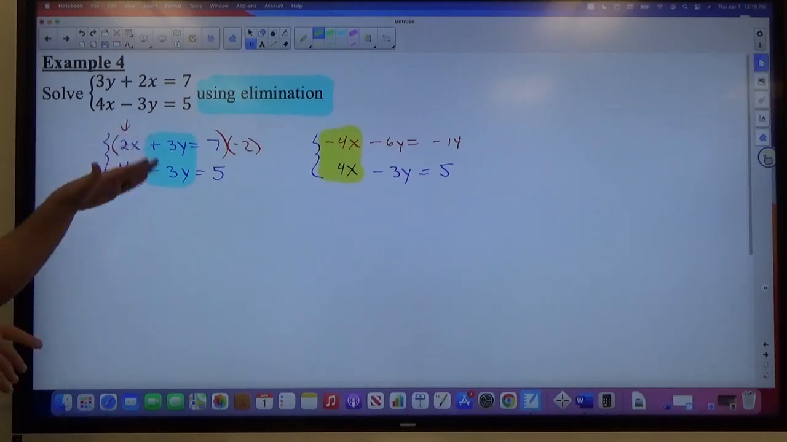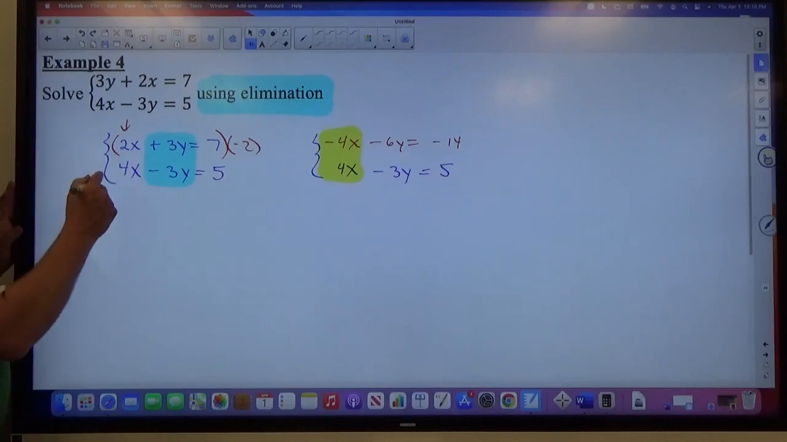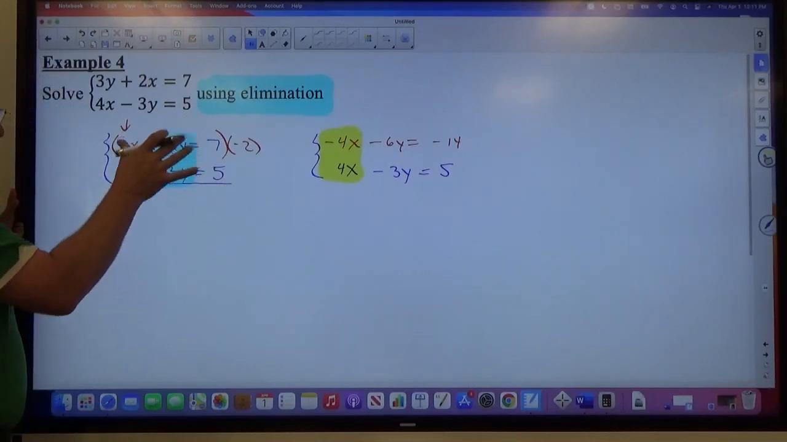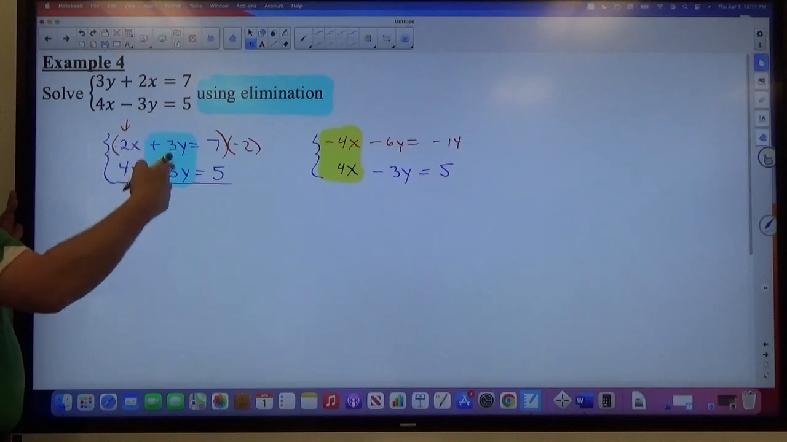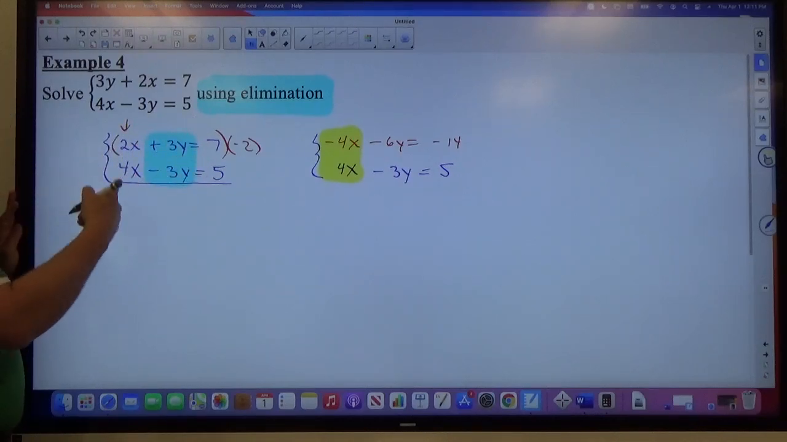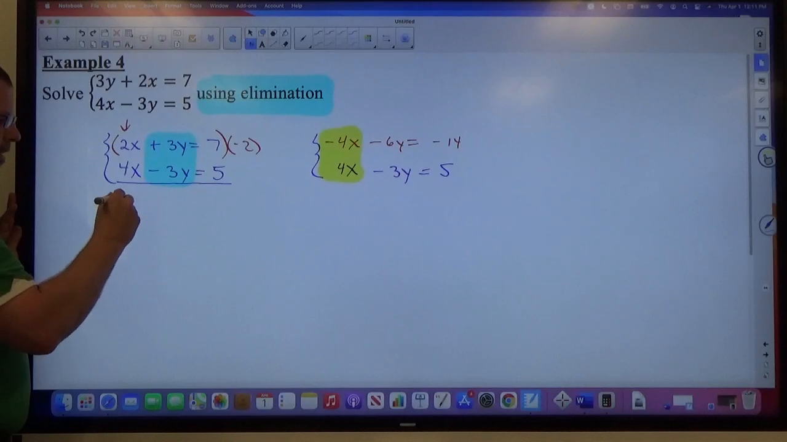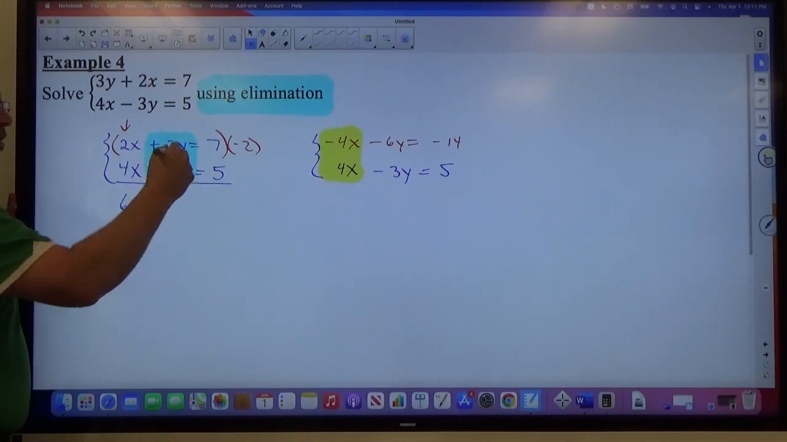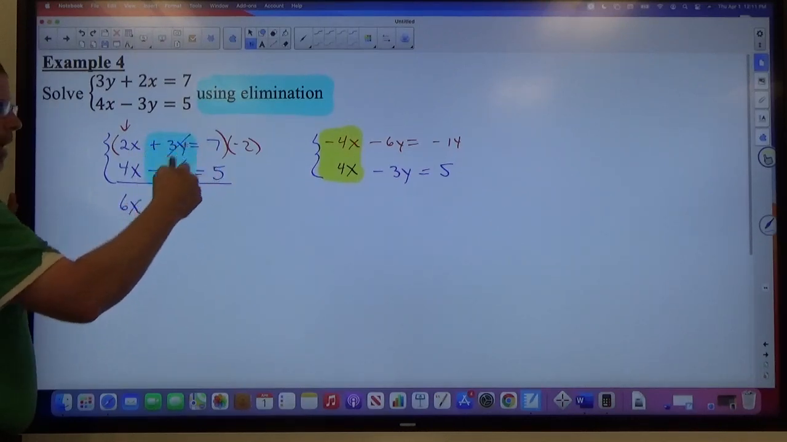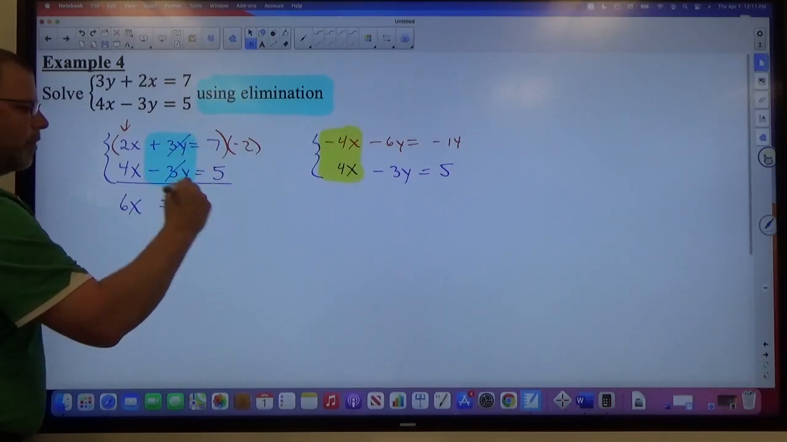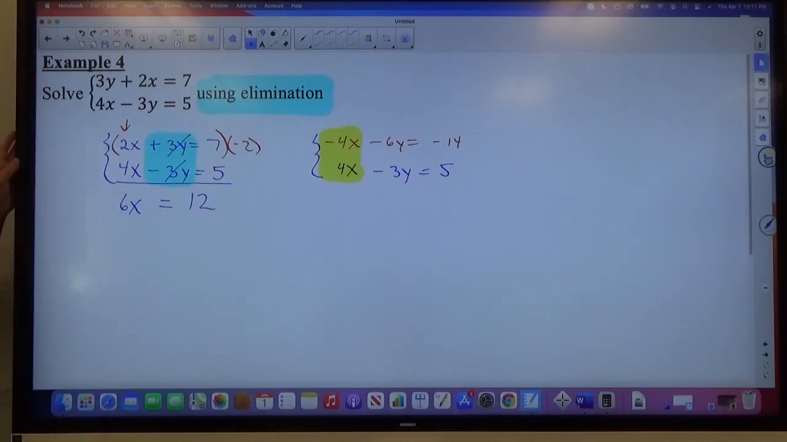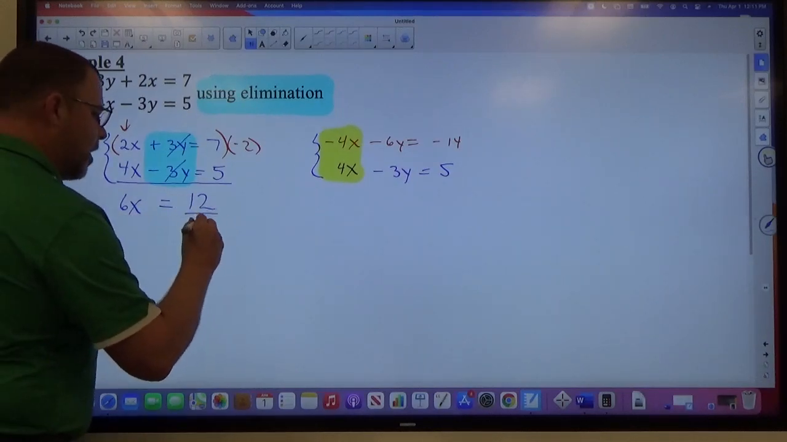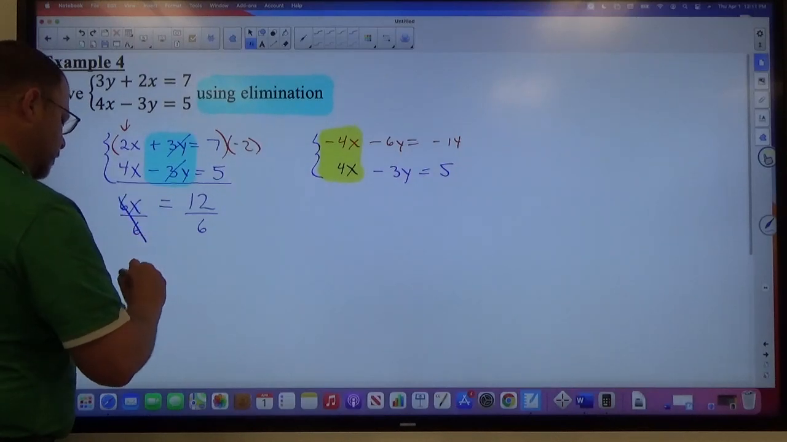All right, so if we go ahead and go through the process now that I've got set up, just the blue equations, don't look at the red stuff here. If I add these equations together, straight up and down the columns, 2x plus 4x makes 6x. 3y minus 3y cancels. Equals 7 plus 5 is 12. Because the y's are opposites, when you add them together they cancel, they make 0. X sticks around, the number sticks around, and you're left with 6x equals 12. Divide both sides by 6, so x equals 2.